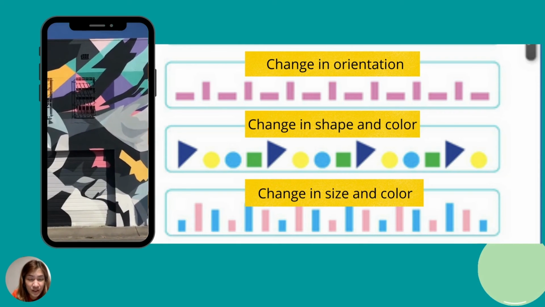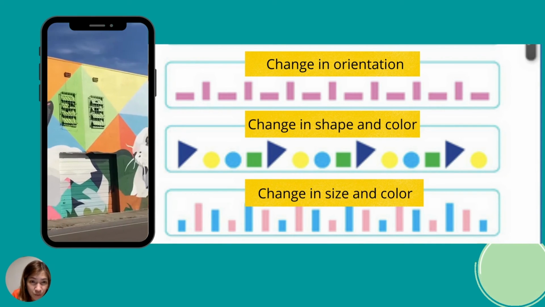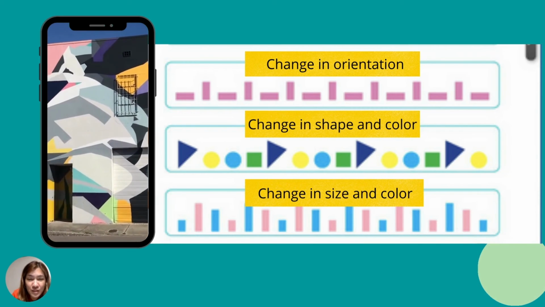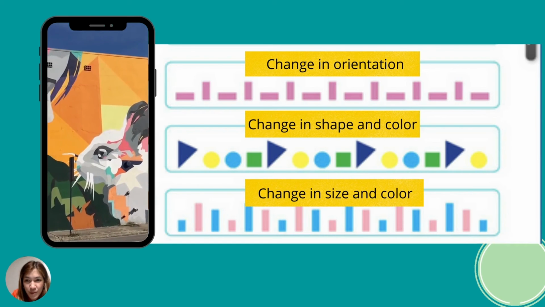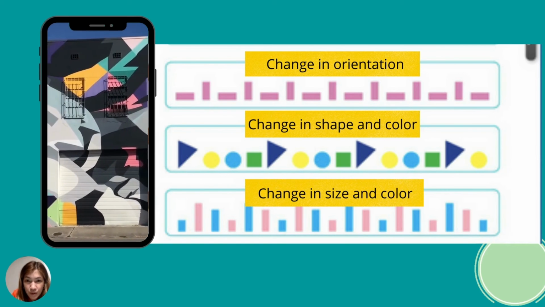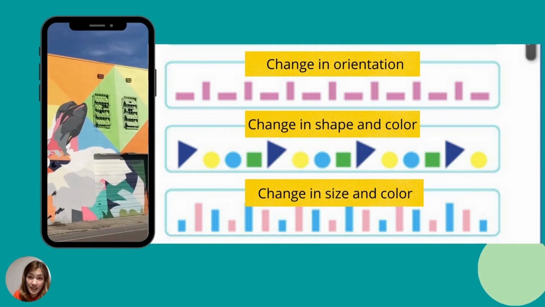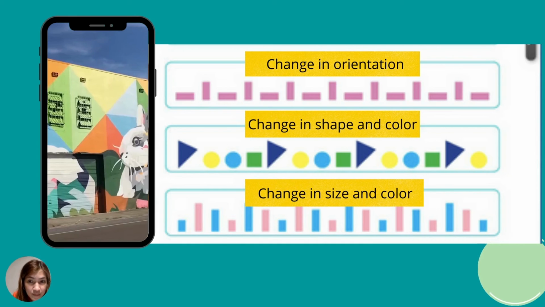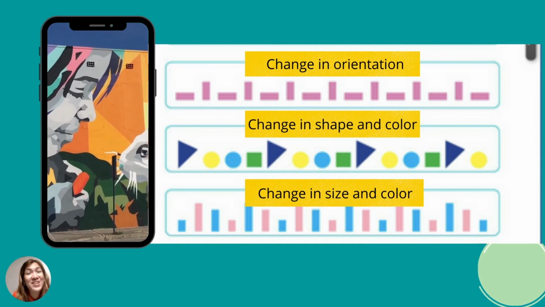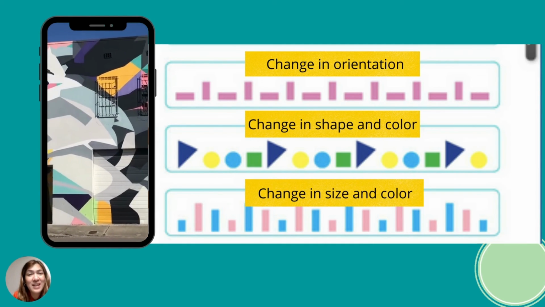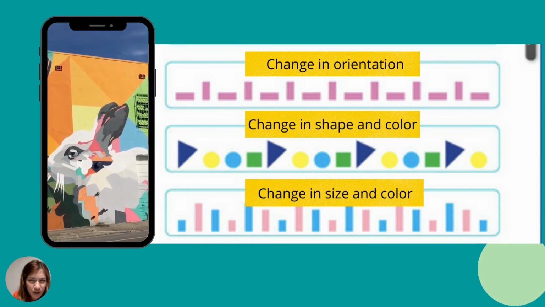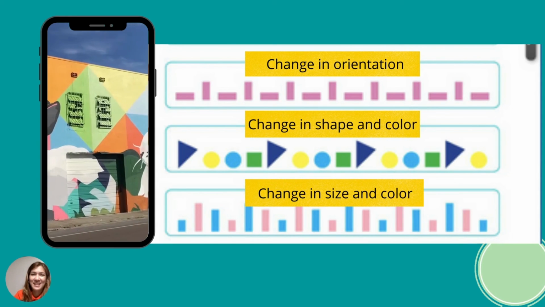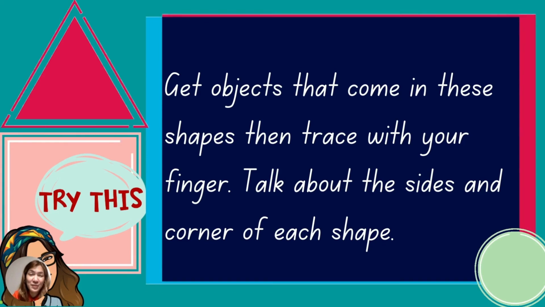Now, the last one, another way to make a pattern is to change them in size and in color. So small, big, medium, small, big, medium, small. So let's see at the last part of the row. So this is the small blue. So what comes next after the small blue rectangle? That's correct. It's the big rectangle. And what color? Pink.